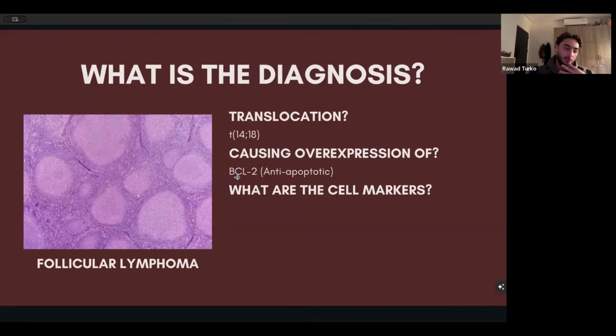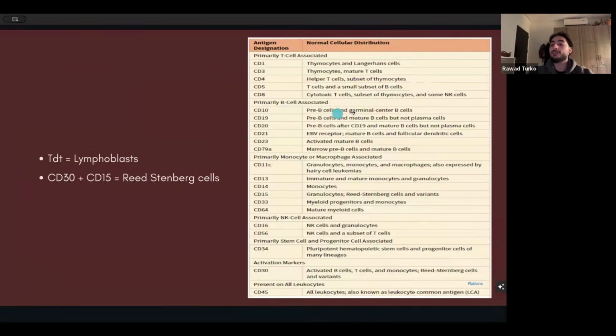What are the cell markers associated with follicular lymphoma? CD20. Perfect. So CD20, CD10, BCL2, and BCL6. BCL6 is also seen in another cancer that we'll talk about in a minute. Not CD5. Somebody said CD5. It's actually not CD5. Do you remember why it was CD10? CD10, and that's because they're germinal center B cells. CD5 is not seen with follicular lymphoma. It's seen with another type of lymphoma that we'll talk about later on.